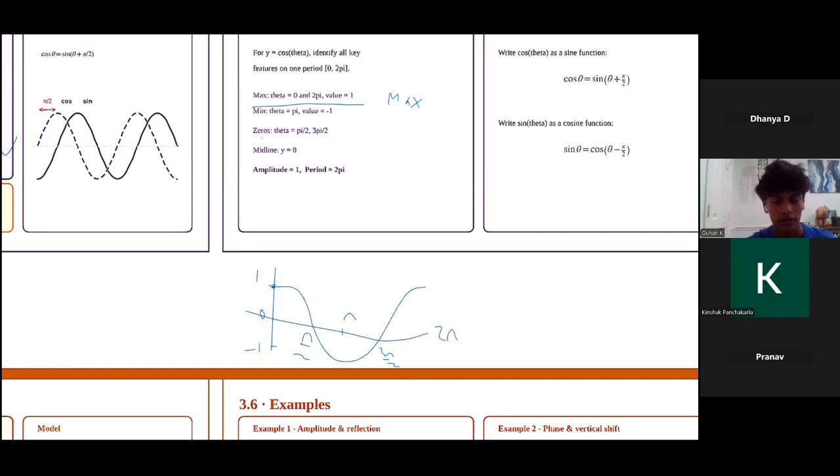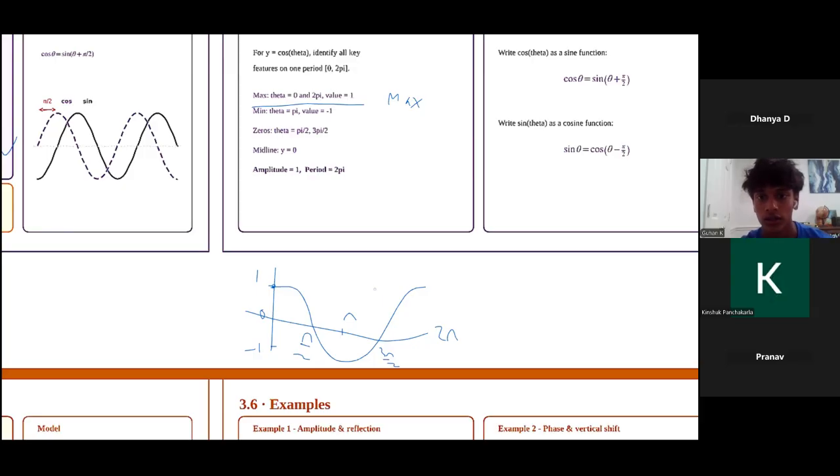The zeros are going to be at pi over 2 and 3 pi over 2. The midline is going to be at 0. And the amplitude is the maximum minus the midline. And remember, the way to calculate the midline is you add the maximum and minimum and then divide by 2. So 1 plus -1 is just 0, divided by 2 is 0. So that's the midline. And the amplitude is the distance from the midline to any maximum. So the amplitude is going to be 1 because the midline is 0 and the maximum is at 1. So the amplitude is 1 and the period is 2 pi.